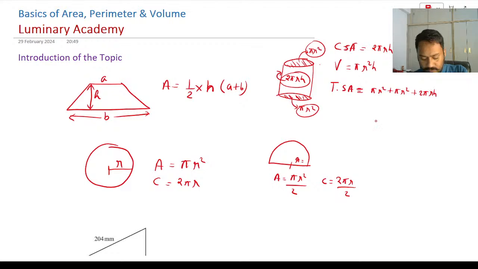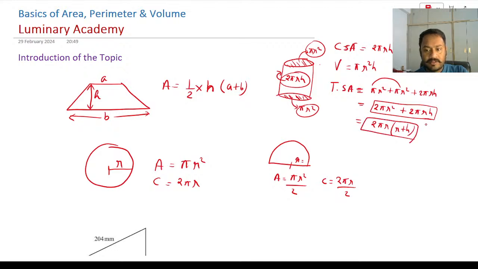Okay, so that will become 2 pi r square, because pi r square and pi r square will become 2 pi r square, then 2 pi r h, right? So you can directly apply this formula, or if you want to take out the common part, you can write 2 pi r and then r plus h. So this you can also apply. Both the formulas are the same.